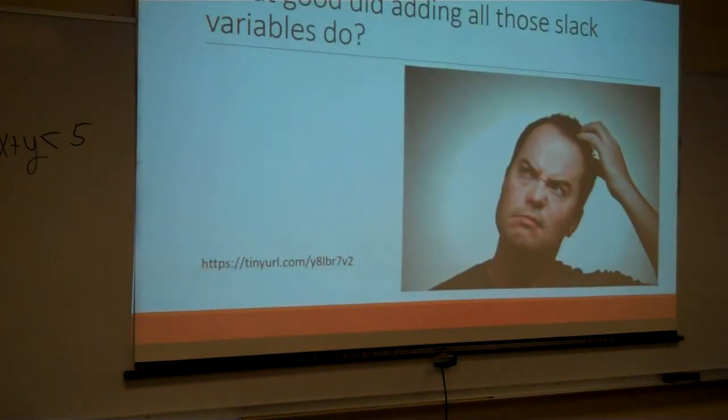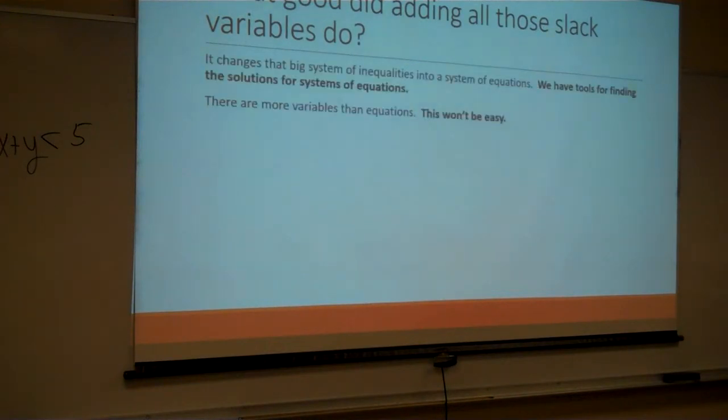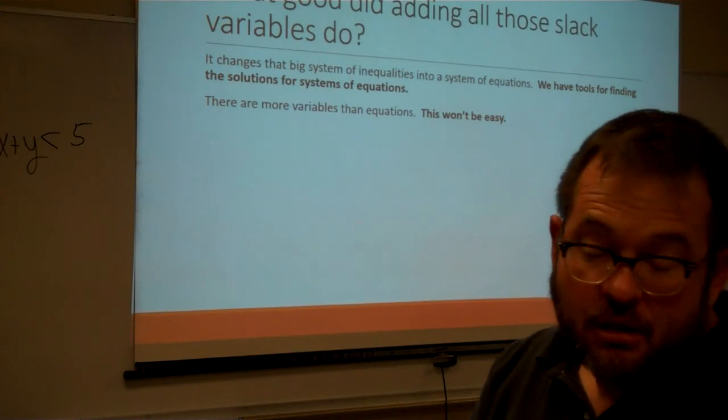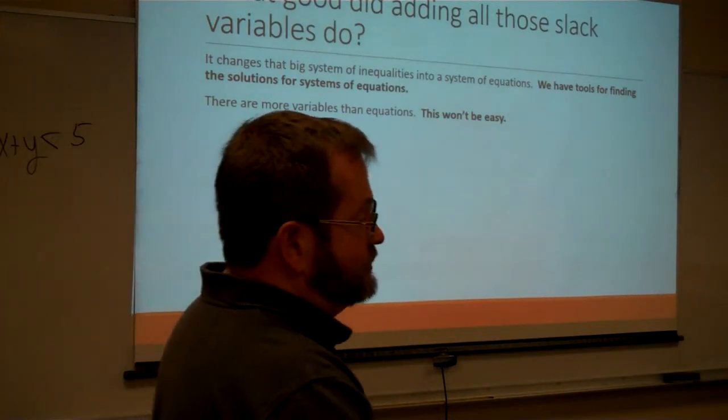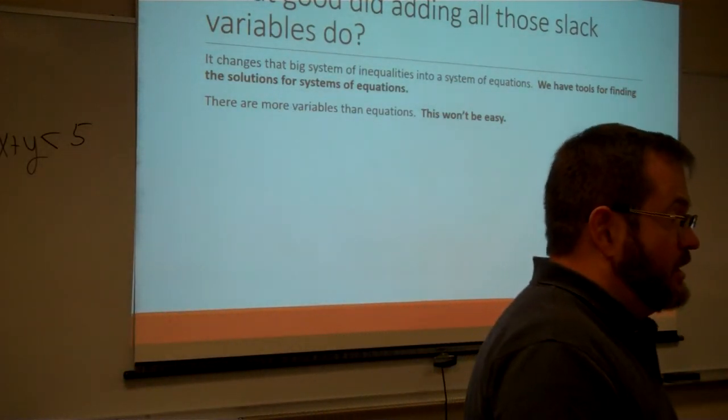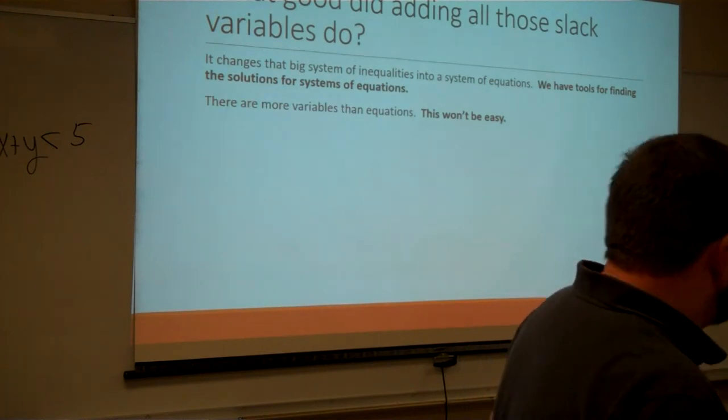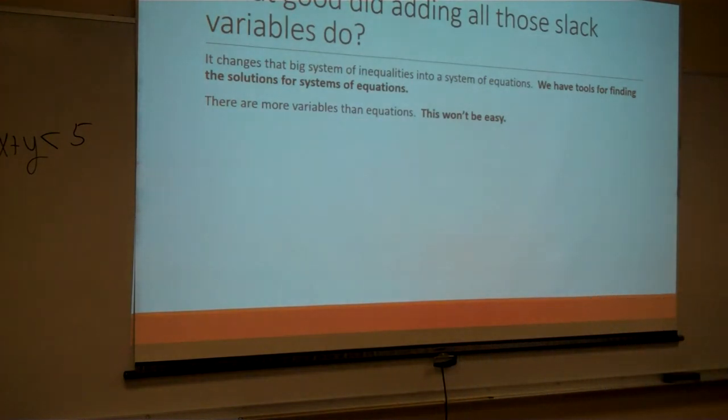So what did that do for us? It took a big system of inequalities, which we can't do diddly squat with. When there were 2 variables, it was just a happy little area on a graph, so it wasn't such a big deal. But once it's more than that, you can't even really draw it. And it changed it into a system of equations that we have tools to do something with. Now, that being said, it's still not going to be happy.